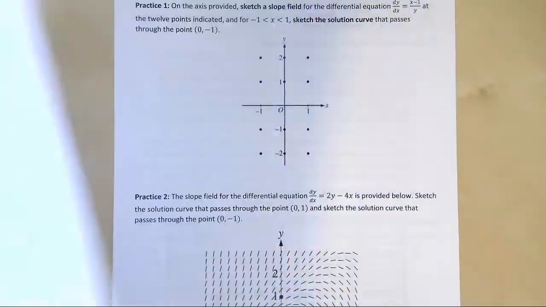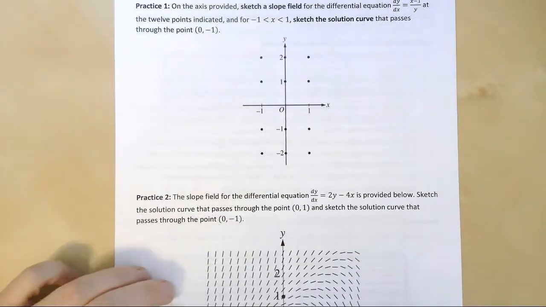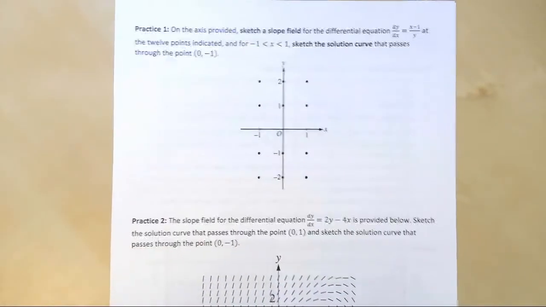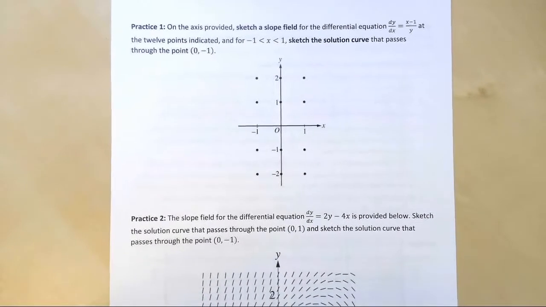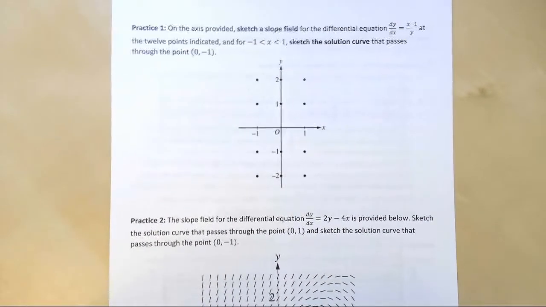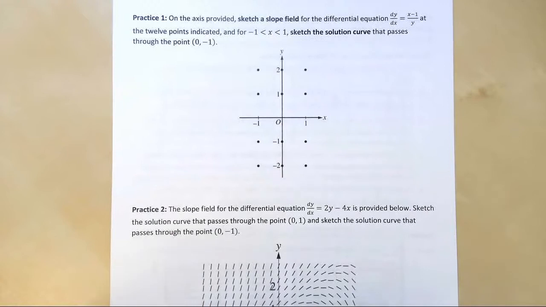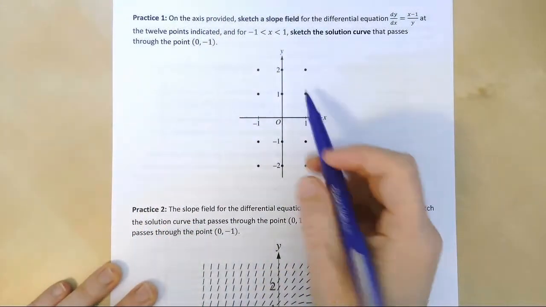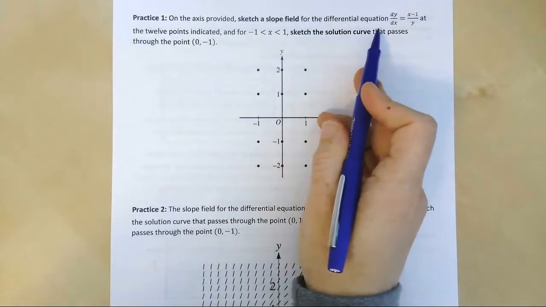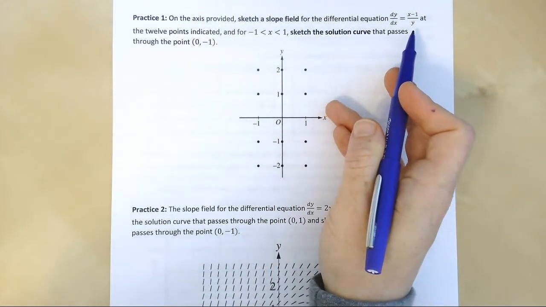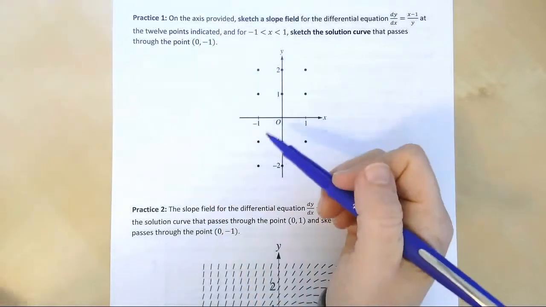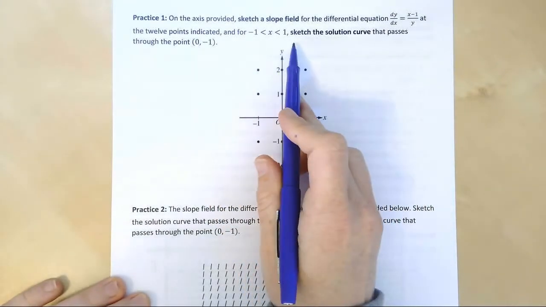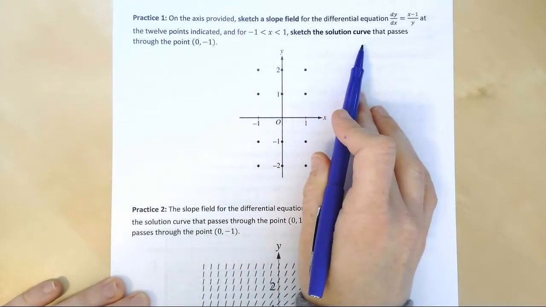And actually, this will be your practice problem. What I want you to do now is practice this problem. If you're on YouTube, then pause. You are going to, on the axis provided, sketch a slope field for the differential equation dy/dx equals x minus 1 over y at the 12 points indicated for -1 to 1. Sketch the solution curve that passes through the point.